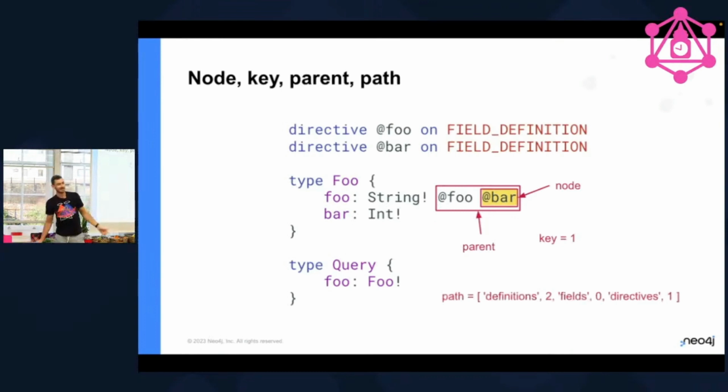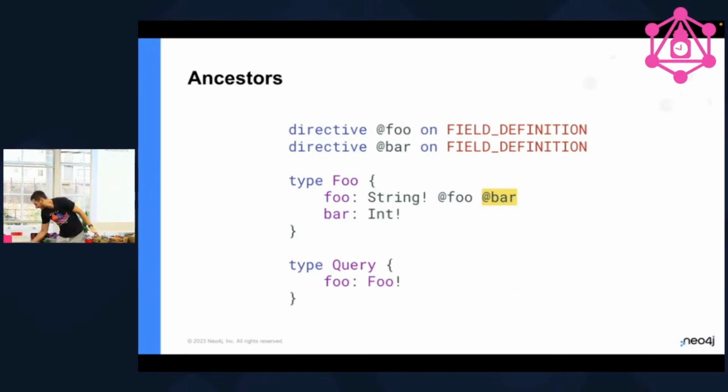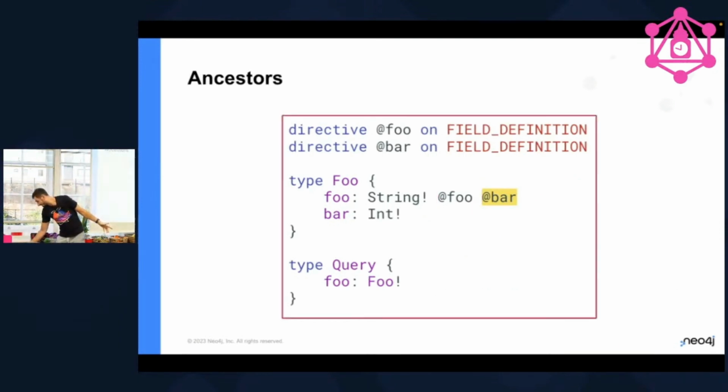And then, this is an array. Initial string, then the next entry, then a number, then the next entry, then a number. So definitions 2, fields 0, directives 1. Horrible. And then let's jump into the ancestors, which kind of deserves its own slide, which is, it's an array.